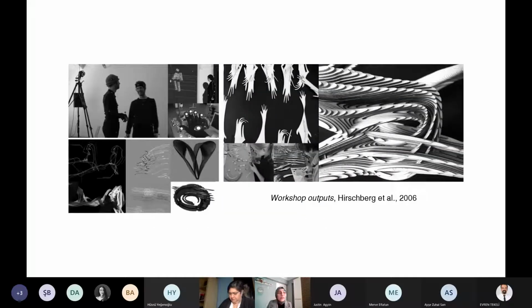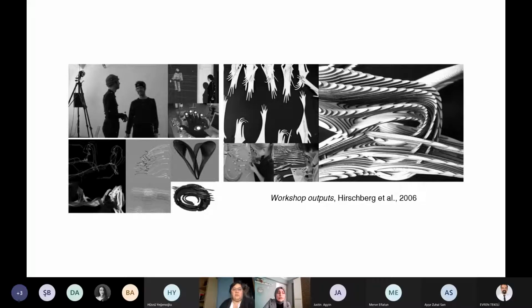I'm sorry. So how can we use motion capture in architecture? In the research of Hirschberg, the main focus was on motion, actually form finding through movement. So there was a workshop and students came up with different motion scenarios. And these motions were captured and transferred into digital programs. And then wooden sculptures were produced at the end with the help of a laser cut machine.